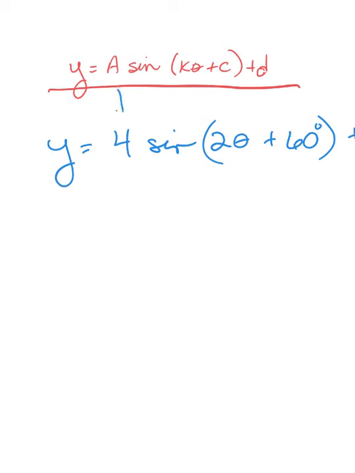What I do is I map this over, and A is 4. Everybody see where I got A is 4? K is 2. Did everybody see where I get K is 2? C is 60, and D is 40. Now I want you to look at that and make sure you understand it. It's not that hard, okay?